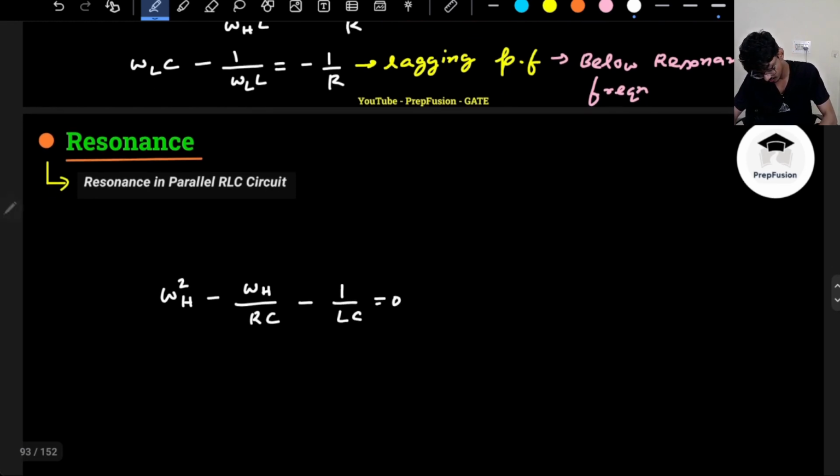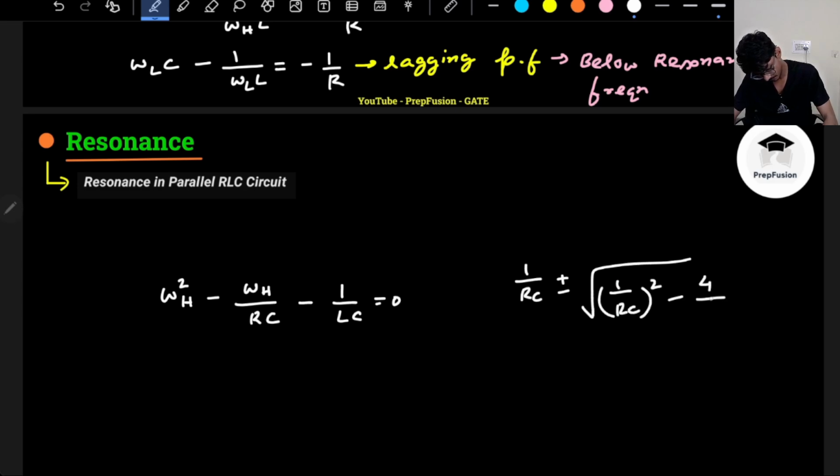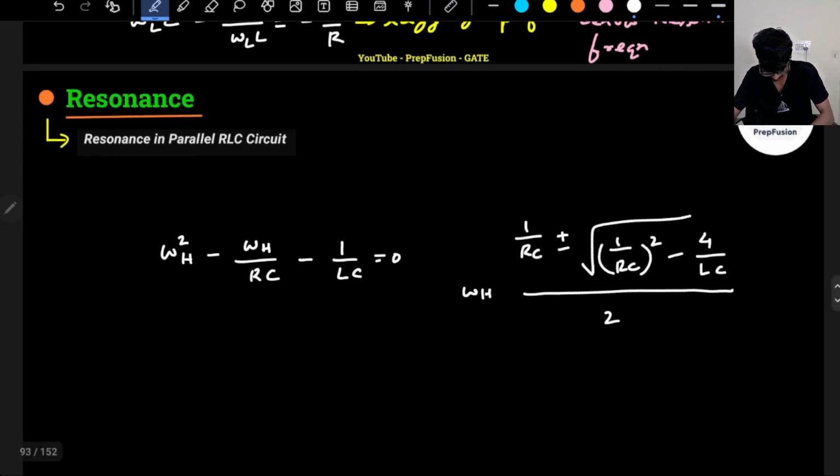So this will be minus of b, that is 1 by RC, plus minus root of b square, that is 1 by RC whole square, minus 4ac, 4 by under root LC, divided by 2a. This is my omega h basically. Of course I will ignore the negative sign.